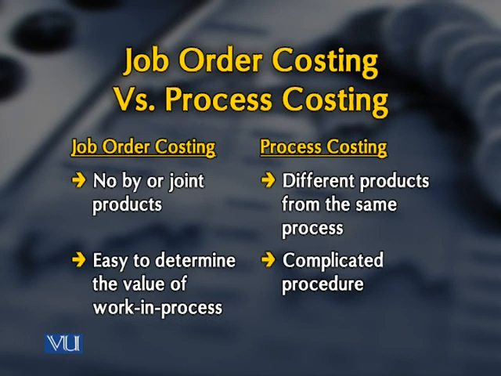It is easy to determine the value of work in process in case of job order costing. Because if you started a contract, let's say building a house, you keep on adding cost and you can see that at this stage, this much cost is incurred. So that is the work in progress. But in process costing, it is quite complicated to work out the cost of work in process. Let me give you an example of the textile industry, and particularly the spinning industry.